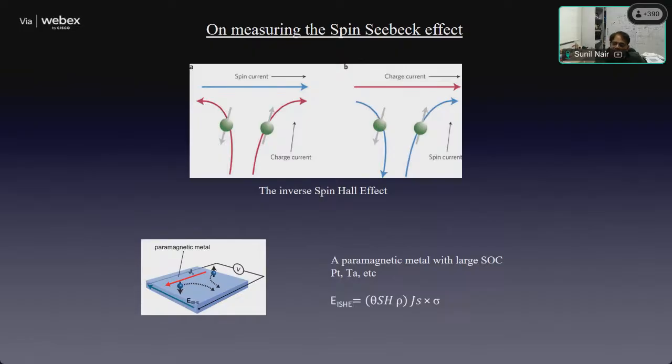So this is how the spin Seebeck effect and many other associated spin current effects are physically measured, because now you can measure them in the form of an electronic voltage. We are used to measuring voltages and currents in our labs. This is the way to do it.